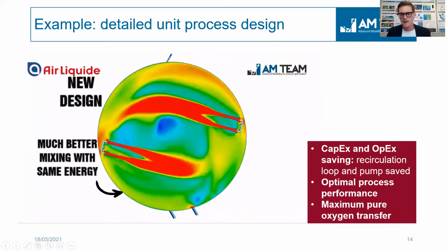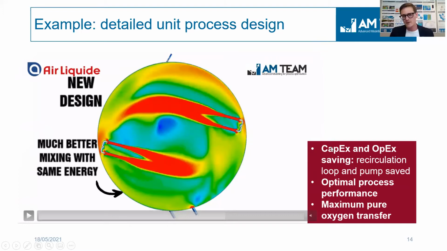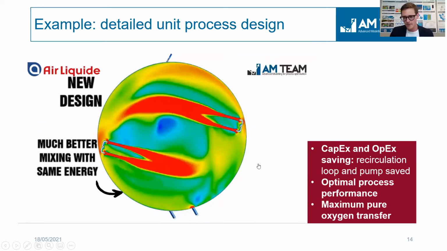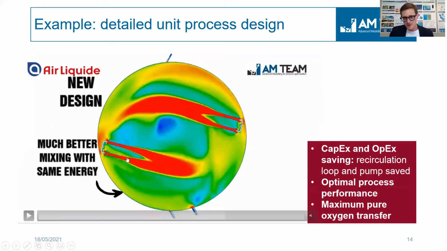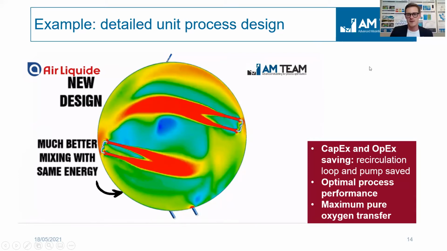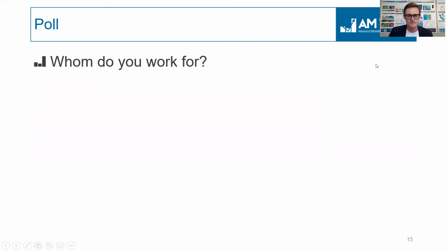They could actually save an external recirculation loop plus a pump, and they of course reached process performance that was optimal, but also the bubbles traveled a bit longer, so the transfer efficiency was also maximized. So a lot of gains to be made actually.